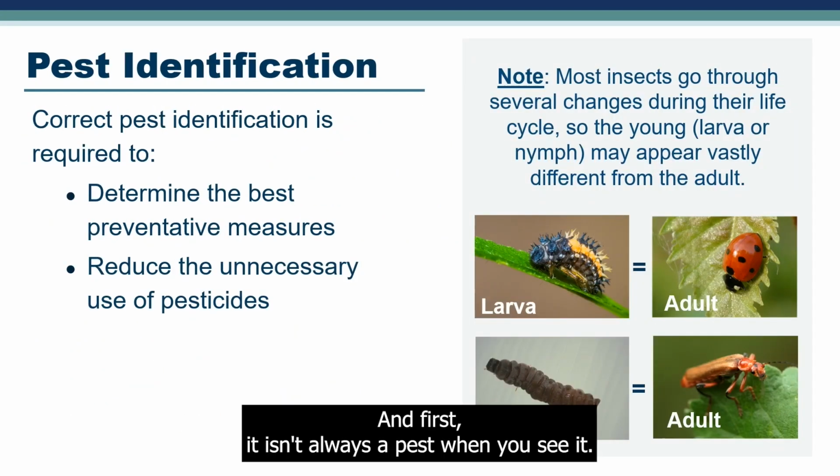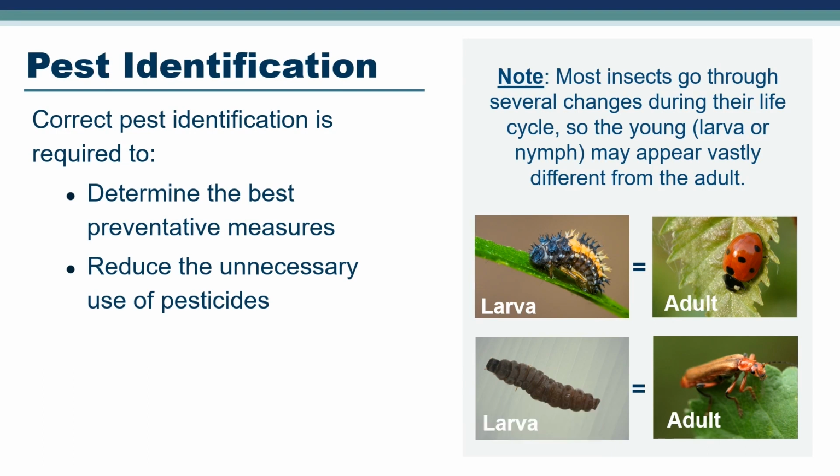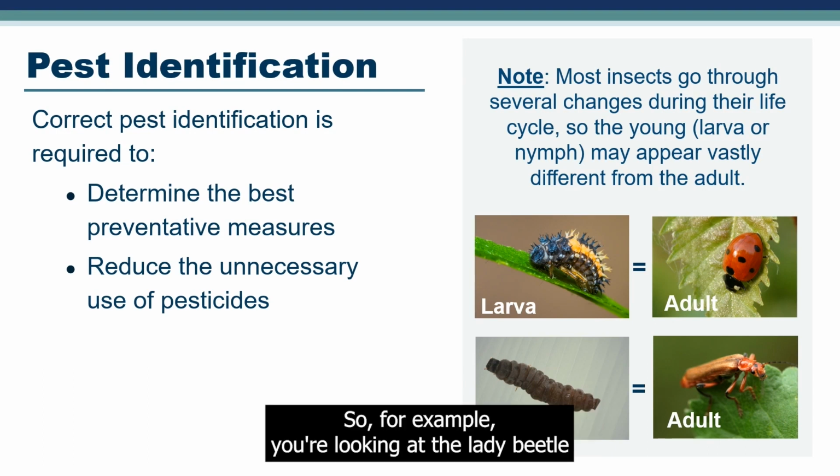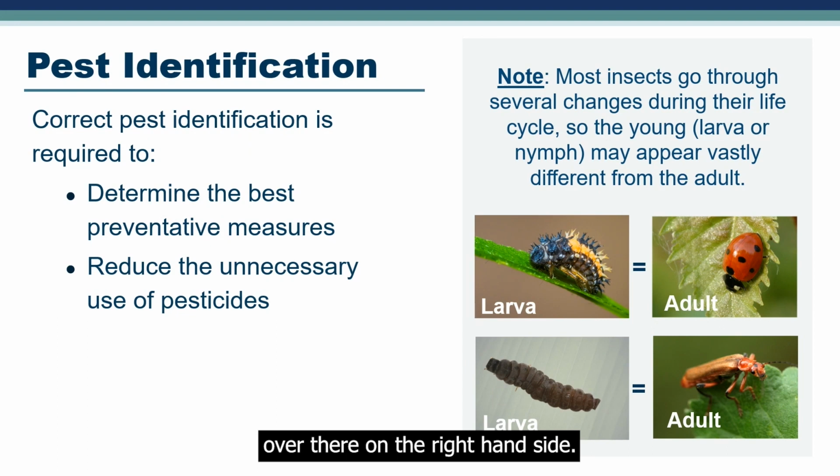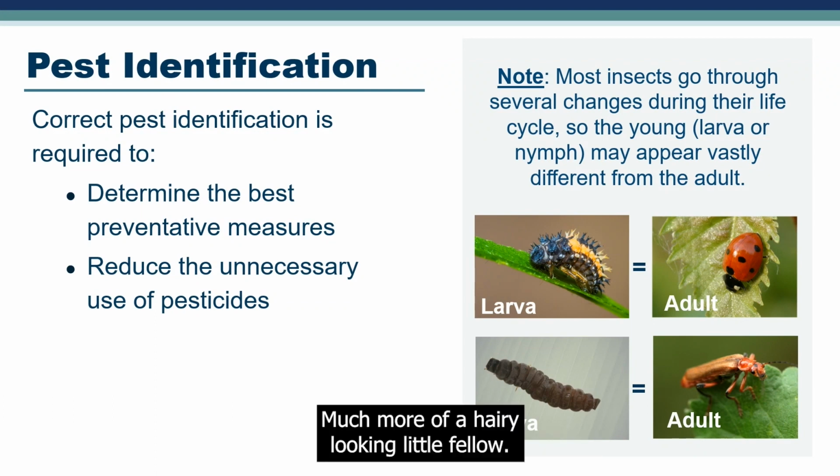So let's start with identification. And first, it isn't always a pest when you see it. So for example, you're looking at the lady beetle over there on the right-hand side. We all know what that looks like. Cute, adorable, babies love it. The one on the left is the larval stage. Much more of a hairy looking little fellow.